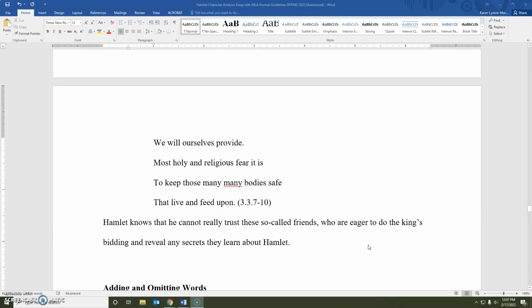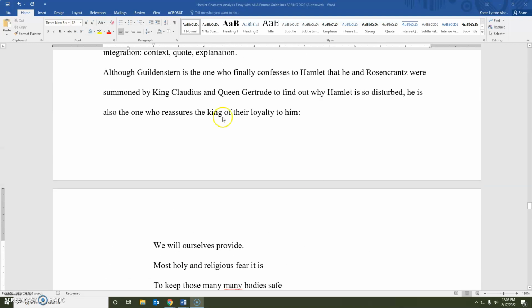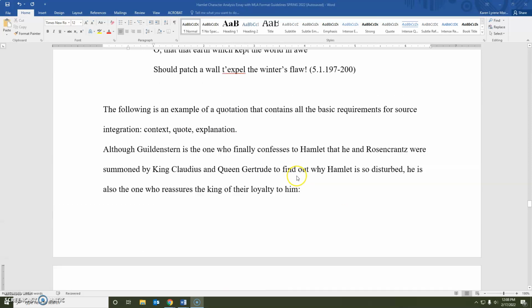So here is another sample of a block quotation. This is also verse. Again, I like to introduce my quotations using a full sentence if it's a block quotation. That's more formal. And this sample is just showing you how to always sandwich your quotes into writing that is your own. So giving some context before any quotation is always important so the reader is prepared to understand why you're quoting what you're quoting.